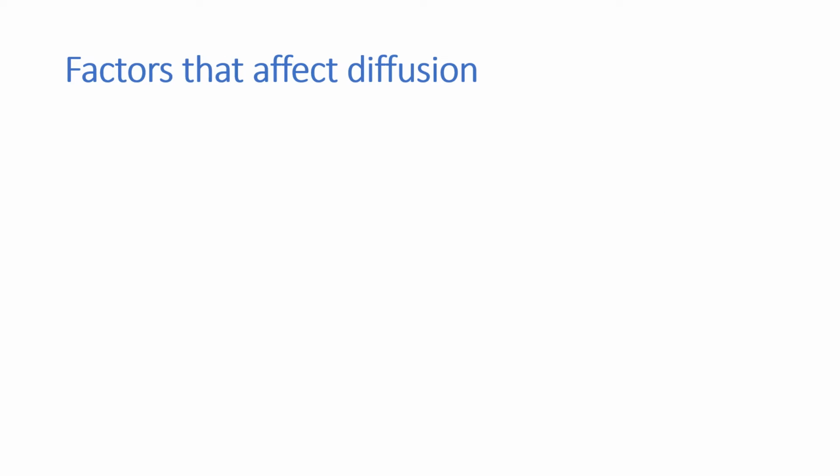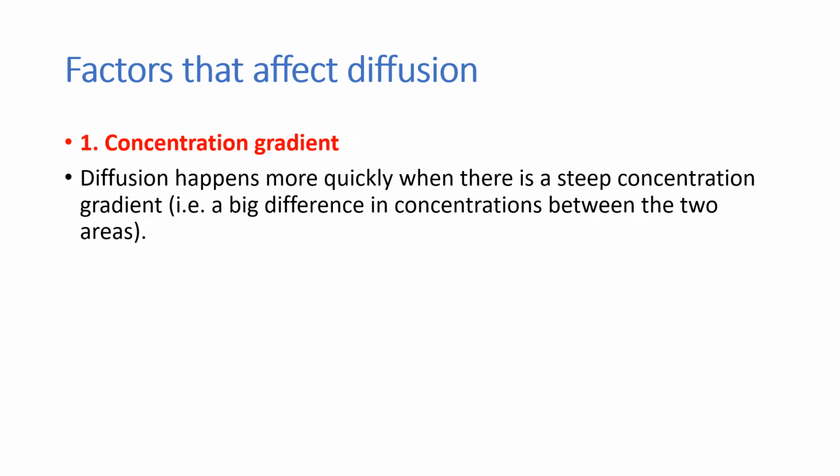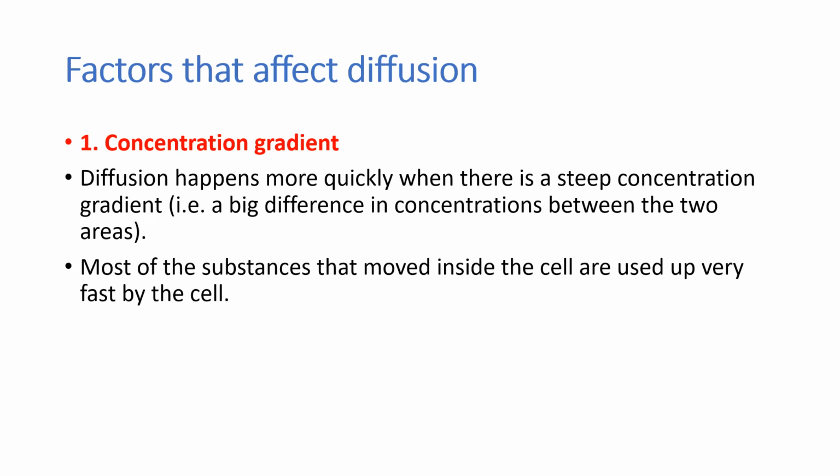Factors that affect diffusion. We are going to discuss four factors that affect the rate of diffusion, and the first one is concentration gradient. Diffusion happens more quickly when there is a steep concentration gradient, which means there is a big difference in concentrations between the two areas.